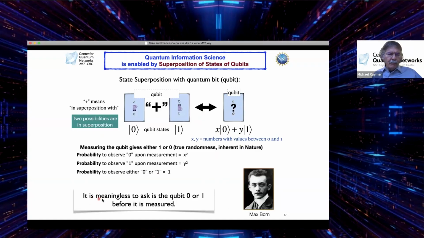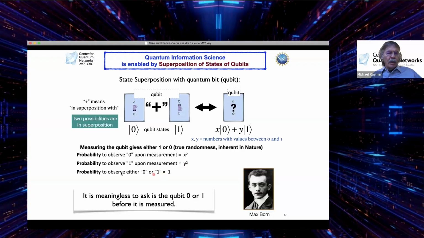At the bottom, he first pointed out, it's meaningless to ask, is the qubit 0 or 1 before it is measured or observed? So if this switch is in a dark vacuum chamber and nobody's looking at it, and it's in a superposition, it's really not true that it's either 0 or 1. It's neither. However, when you observe it, you turn the lights on and look at it, then you have a probability to observe it as a 0 or 1. The probability to observe it as 0 is the number x squared, and the other probability is y squared.